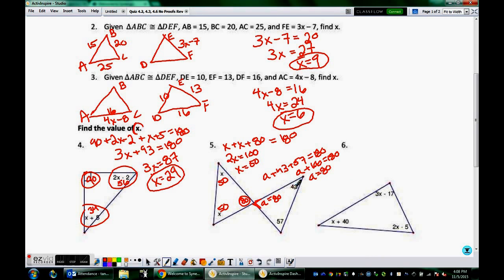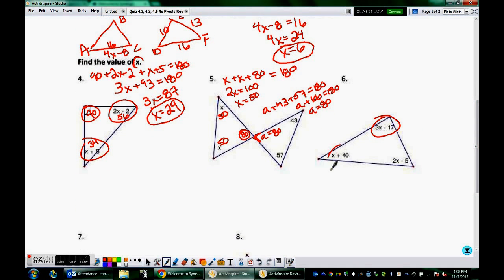A lot of people mess these up because they think, oh, 43 and this x should match, and 57 and this top x should match. No. That's only going to occur for your alternate interior angles if this line was parallel to the opposite line. Okay.